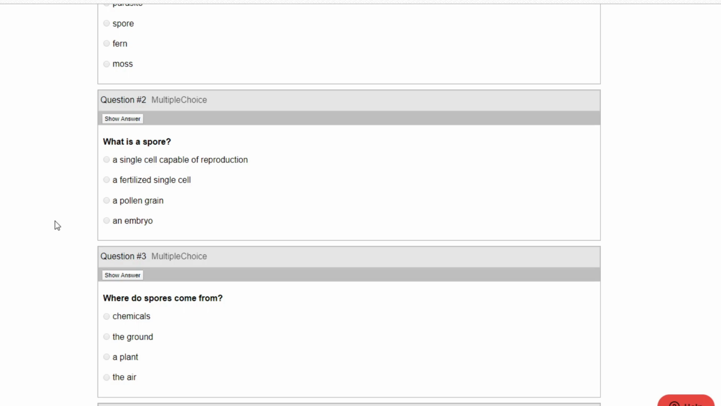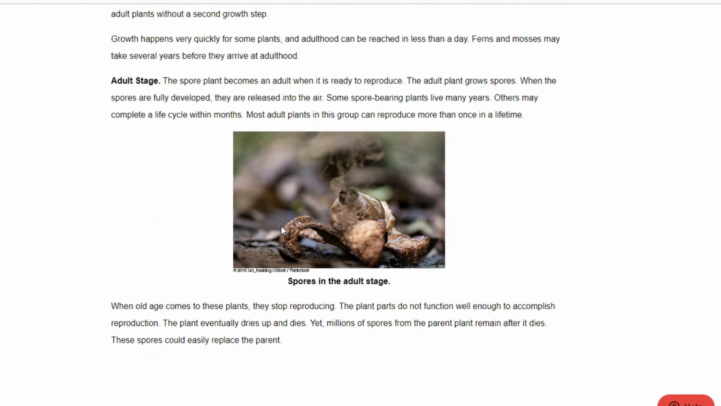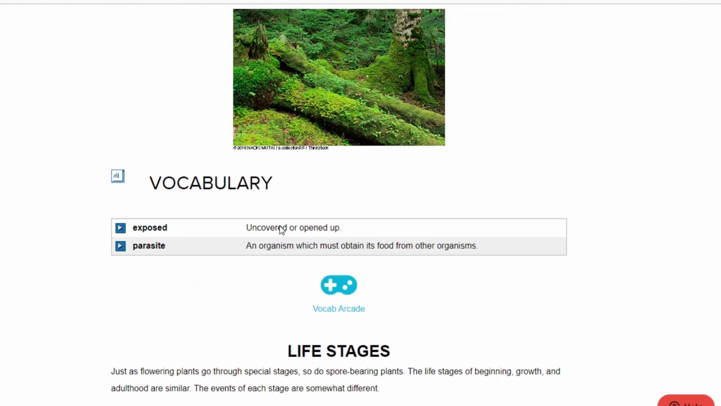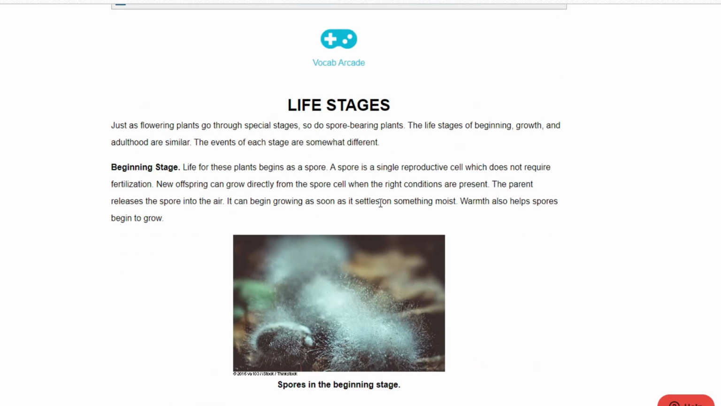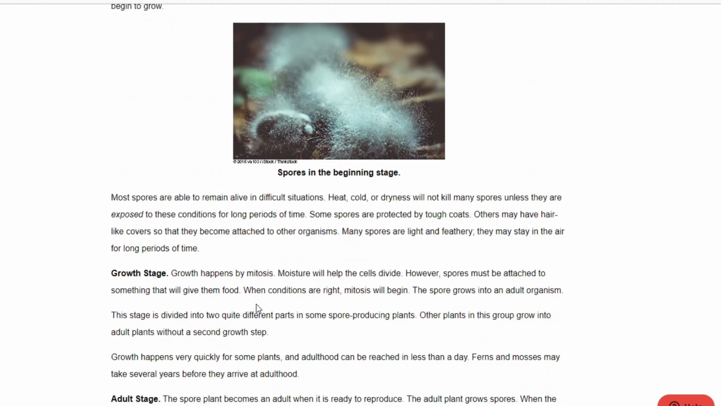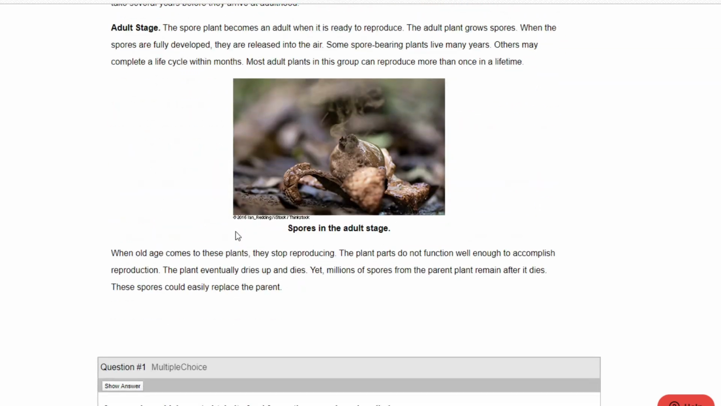All right, and remember, the best way to do this is to use your question mark and your X's. What is a spore? Is it a single cell capable of reproduction? Is it a fertilized single cell? Is it a pollen grain or is it an embryo? Okay. Remember, this is open book, so go back in here and look and find where it says spores. Scan through here, look for the word spore, and see if you can find the answer.